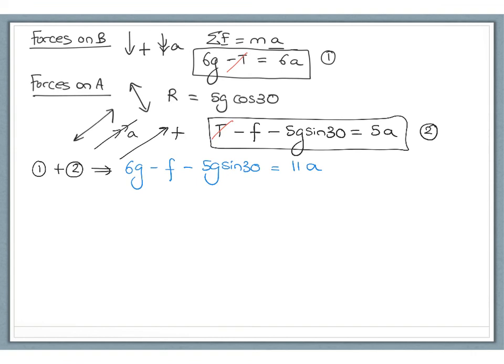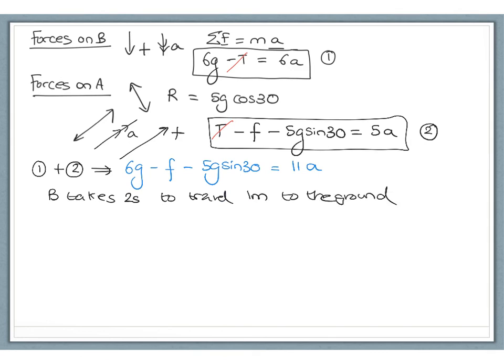Now, where do we go from here? We still have F as an unknown, we don't know the coefficient of friction, and we don't know the acceleration. But we are given some information about particle B. We are told that B takes 2 seconds to travel 1 metre to the ground.